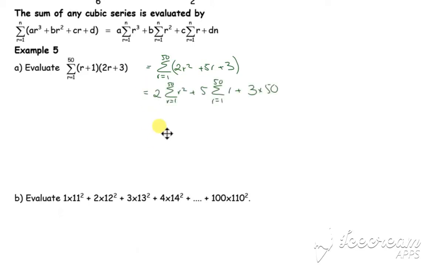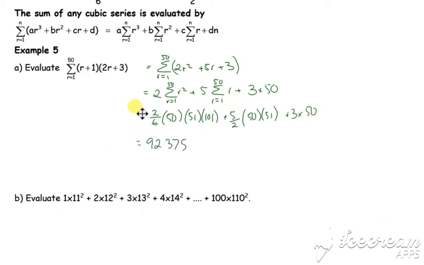So that becomes 2 times the sum of the r squared plus 5 times the sum of, that's an r by the way, not a 1, and plus 3 times 50. And then we substitute those into the formulas that we've got. So we've got 2 over 6, because this one is 1/6 n times n plus 1 times 2n plus 1. And this one, because it's the r's, is a half times n plus 1. So times that by 5, and with our 3 times 50 on the end. And then substitute that into our calculator, and we've got 92,375.